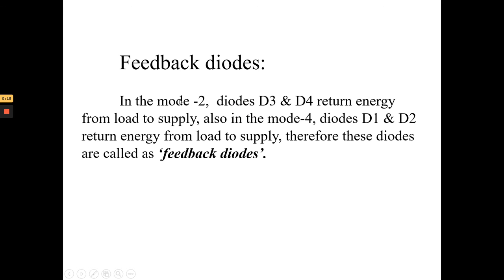Now about feedback diodes. In mode 2, diodes D3 and D4 return energy from load to supply. Also in mode 4, diodes D1 and D2 return energy from load to supply. Therefore, these diodes are called feedback diodes.